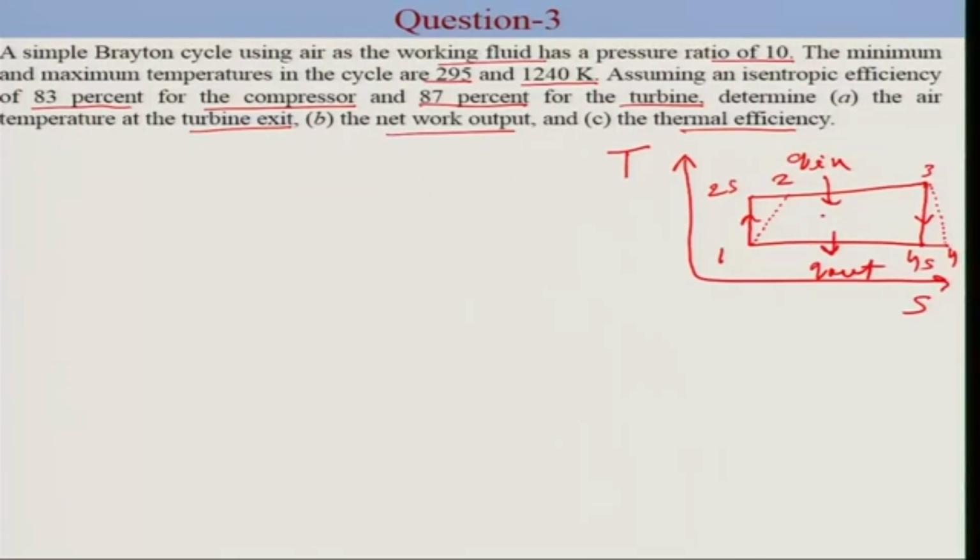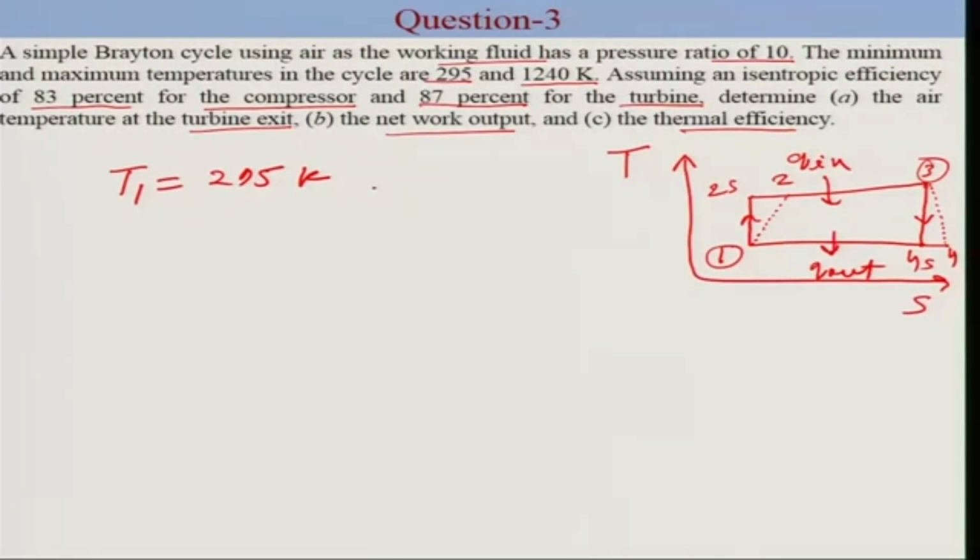It is given that minimum temperature is 295, which corresponds to this state 1. So, T1 equal to 295 Kelvin. It has already been given that maximum temperature is 1240 Kelvin, which corresponds to state 3. Since we are asked to calculate thermal efficiency and turbine exit temperature, which is T4, we need to know temperature at all these states. So, starting from the first state, T1 equal to 295 Kelvin.